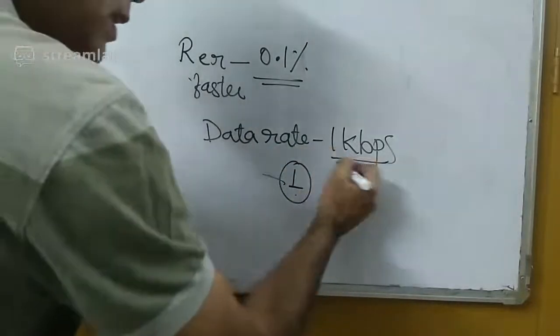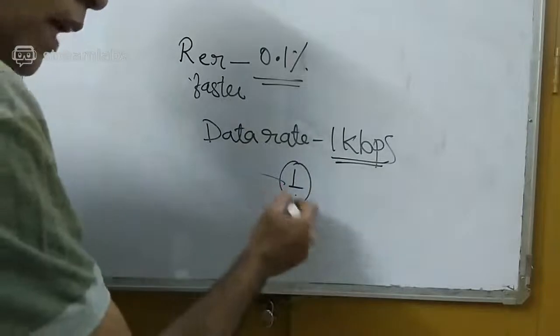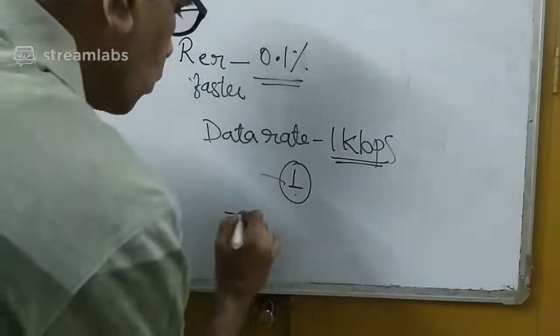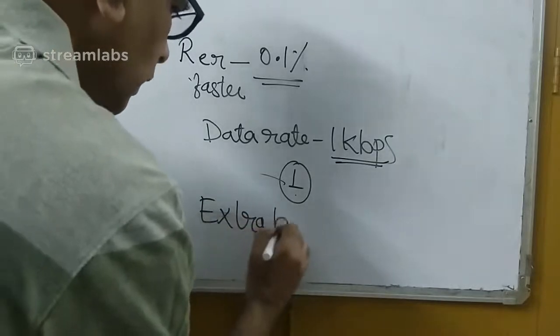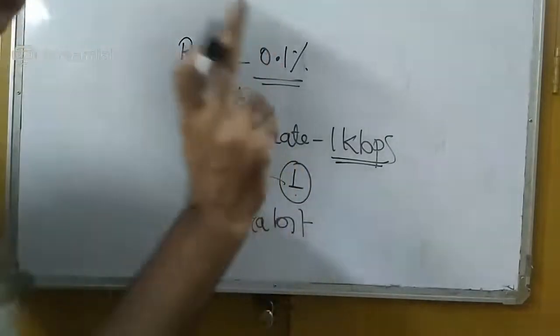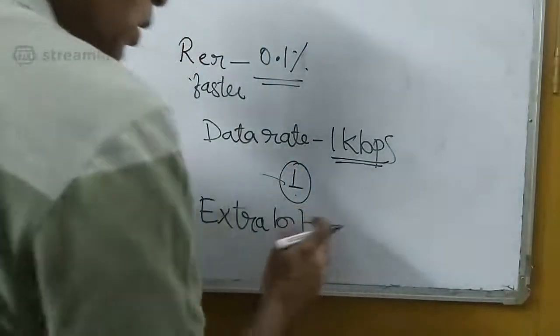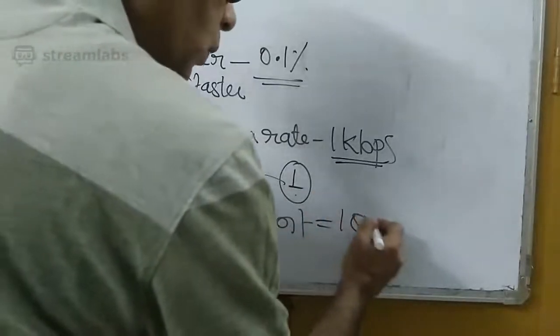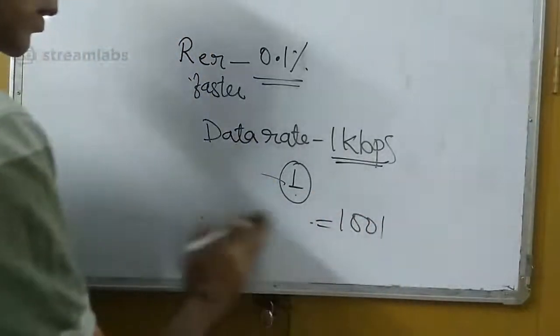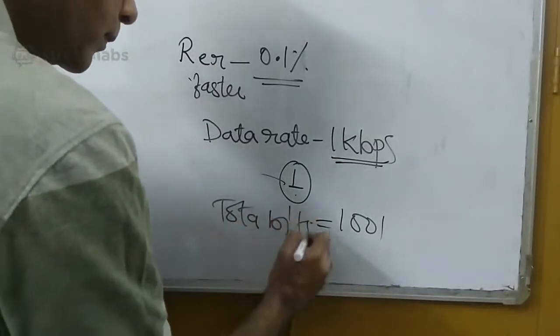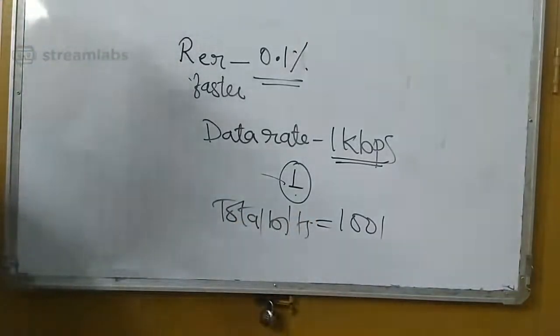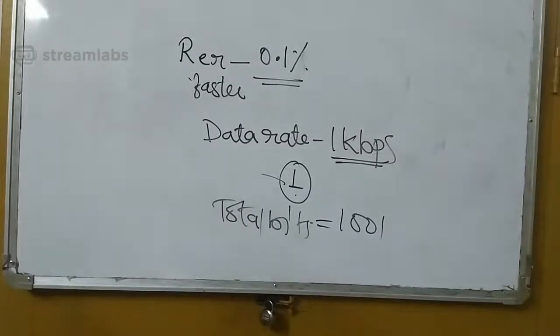So anyway it is receiving 1000 bits. Along with that 1 extra bit, it becomes 1001 bits. How many extra bits? It is going to receive only 1 extra bit. So total bits the receiver will receive is 1001. This is the total bits the receiver gets. Yes, so it is 1001.